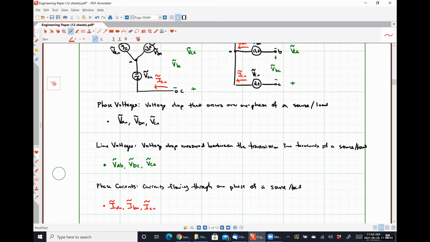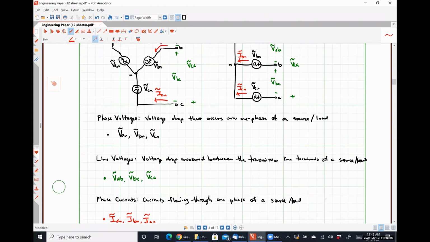Okay. Now, there is such a thing as line currents, okay? But we can't look at them when we only have a source. Line currents are fundamentally just the currents flowing through the transmission lines. If we are looking only at a source without the rest of the system, the line currents do not exist. So we will address those once we start getting into the circuit analysis portion. So for now, the only quantities that we're concerning ourselves with are phase voltages, line voltages, and phase currents.